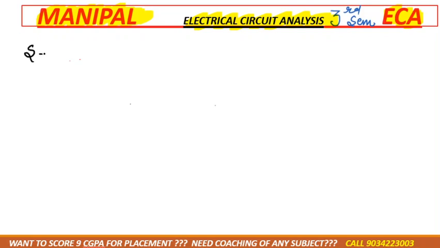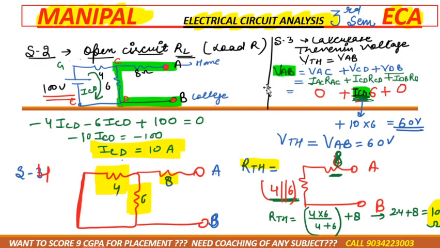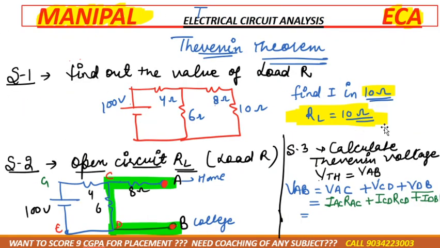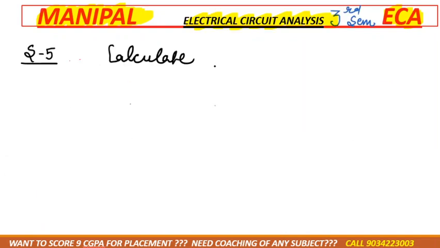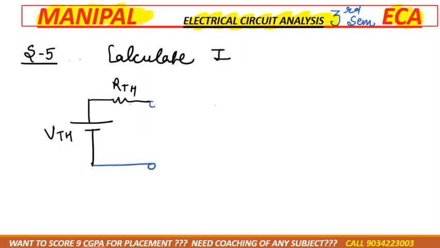Now after this, the last and final step, what are they asking? They didn't ask you to calculate VTH, they didn't ask you to calculate RTH, but they ask you to calculate the current. So in the final step we need to calculate the current. What have we calculated? VTH, right? And what else have we calculated? RTH. Put VTH and RTH both in series. Got it? So this would be A, B.